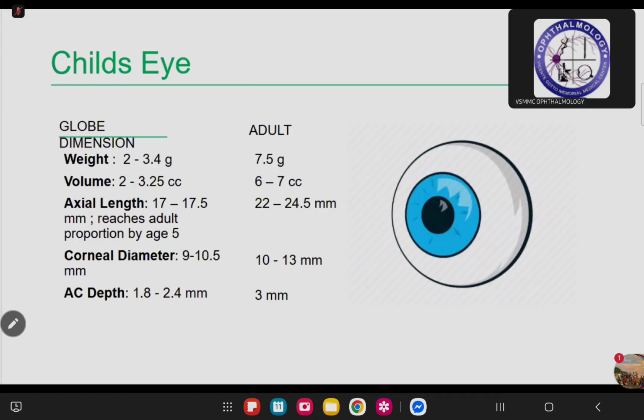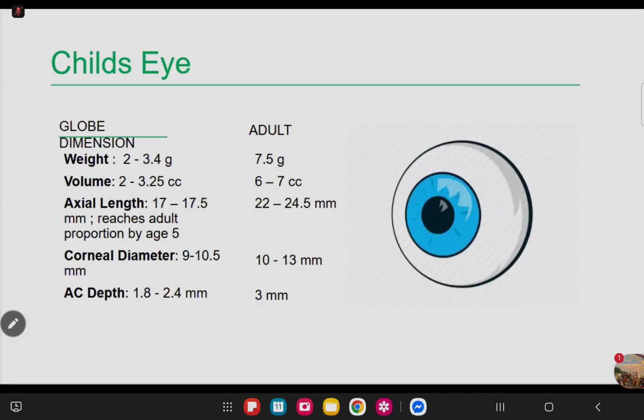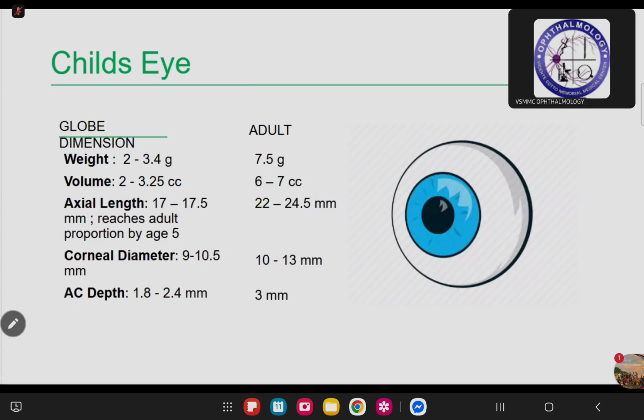So how do we do the VATEF for your pedia patients? We refer to this pediatric exam in the basic eye exam. This is how we usually examine your patients. We expect that the normal values for your pediatric patients differ, of course, from those in adults.